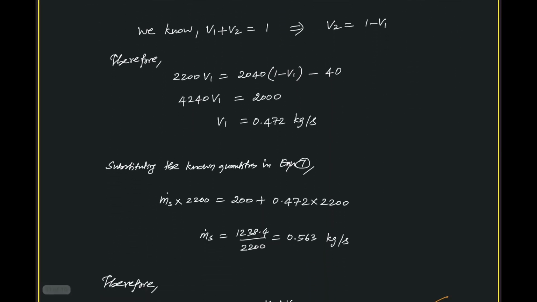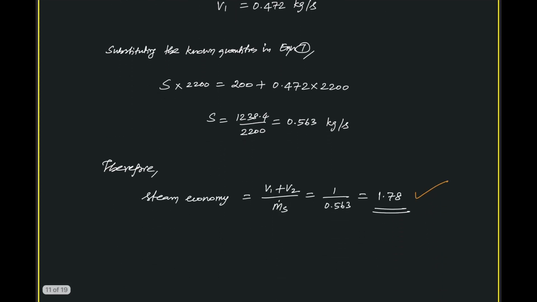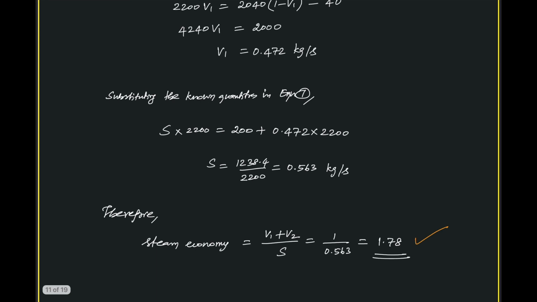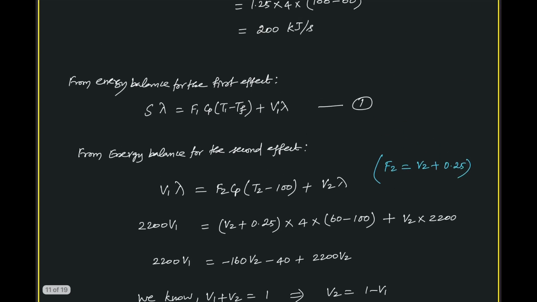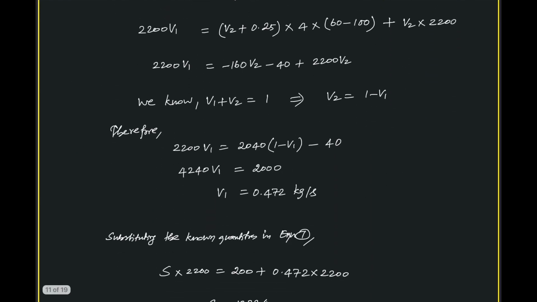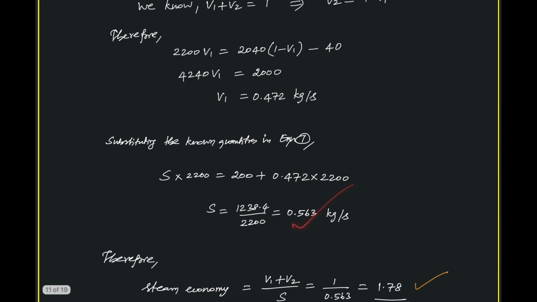So as already said, we'll use this same terminology. S is obtained as 0.563. How did we get that? Simply from this equation, no? Equation 1 has S lambda. Already we have worked out this V1, and also we are given F1. So we are getting this S. So S is coming to be 0.563 kg per second.